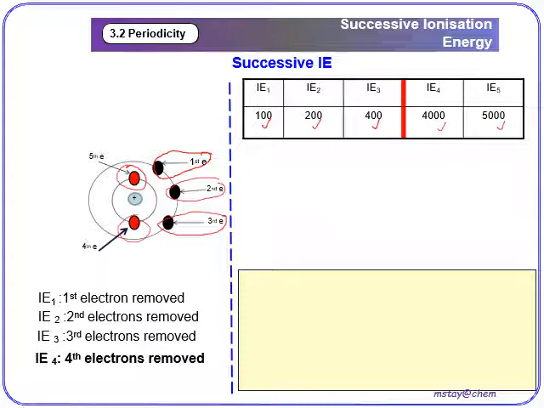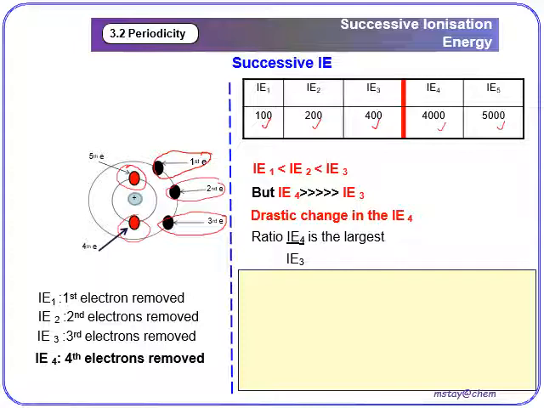Now, how are we going to use this information to determine the group or the block of the element? As mentioned here, IE1 is smaller than IE2, and IE2 is smaller than IE3. Then IE4 is suddenly larger than IE3. Here we have the term drastic change, which sometimes can also be known as a sudden increase, or a big jump.